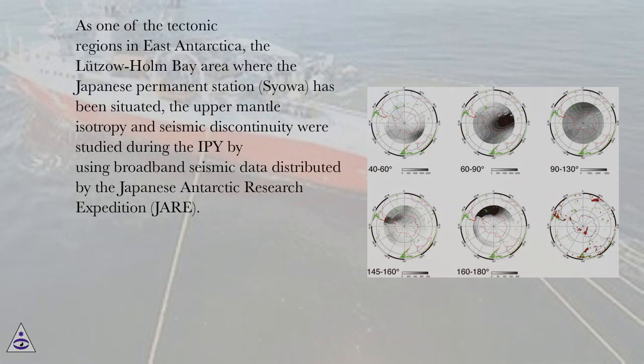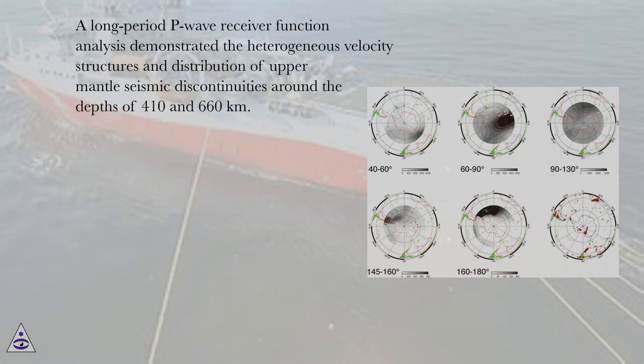As one of the tectonic regions in East Antarctica, the Lützow-Holm Bay area, where the Japanese permanent station, Syowa, has been situated, the upper mantle anisotropy and seismic discontinuity were studied during the IPY by using broadband seismic data distributed by the Japanese Antarctic Research Expedition, JARE. A long-period P-wave receiver function analysis demonstrated the heterogeneous velocity structures and distribution of upper mantle seismic discontinuities around the depths of 410 and 660 km.